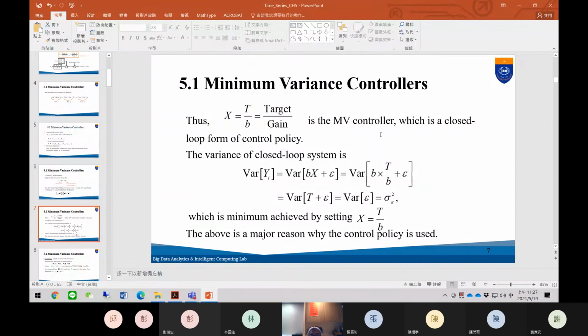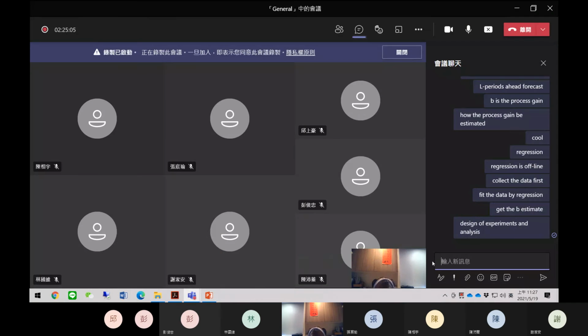So it's a minimum variance control. Why? Because it is a closed loop from the control policy, closed loop. John, I would like you to compare closed loop versus open loop.